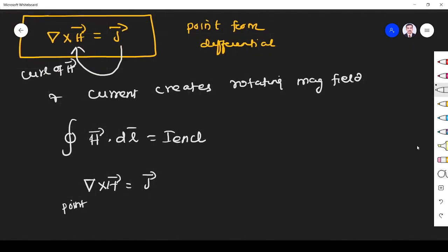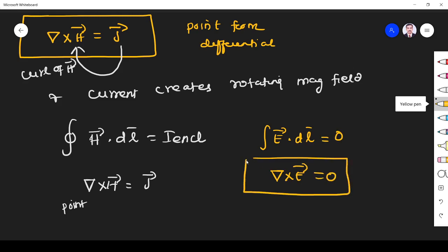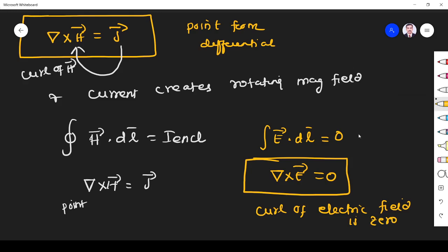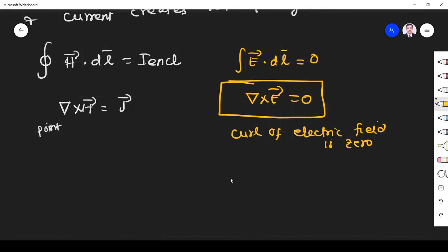Okay, now we can compare this with our electrostatic problem. We know closed integral of E dot dl is equal to 0, and del cross E is equal to 0. Whenever the field is electrostatic, the curl of the electrostatic field will be 0. That means it will only diverge. The curl of the electric field is 0. So what does that mean? Curl means rotation. Rotation of the electric field is 0. That means the electric field will not rotate. That we know already.